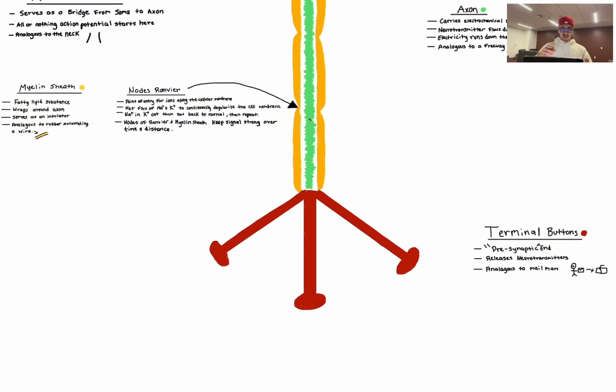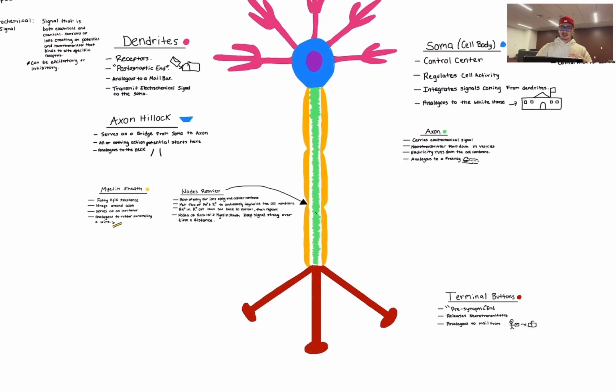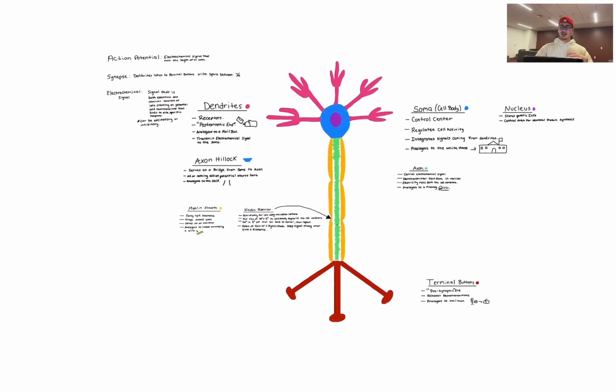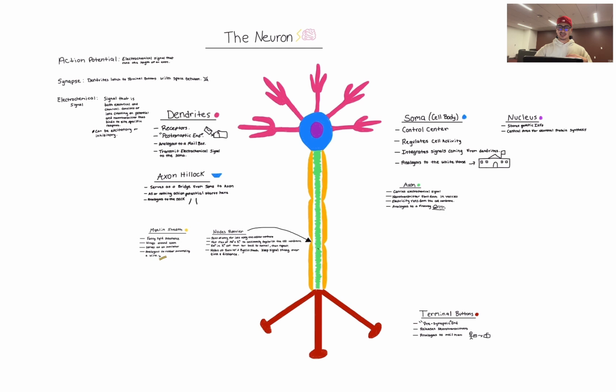So to get back on track, the signal's going to go down the axon, and once it makes its way down the axon, it's going to end up reaching the terminal buttons, and once it reaches the terminal buttons, that's when it's going to disperse again, and that's where the electrochemical signal will reach the end of its journey, and it's going to excite or inhibit the next neuron. So that is the basic breakdown of the neuron for you.